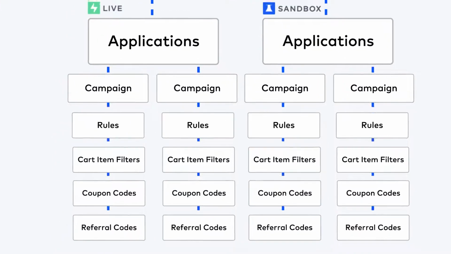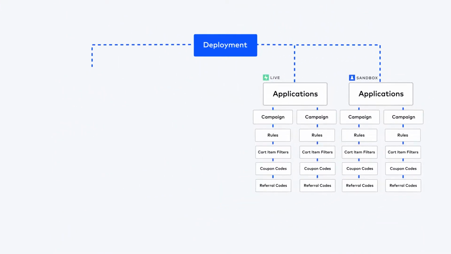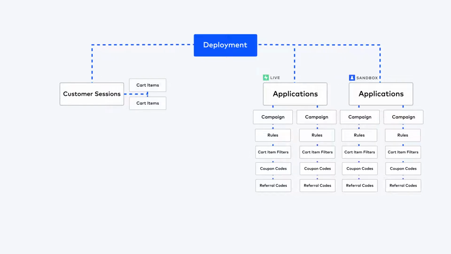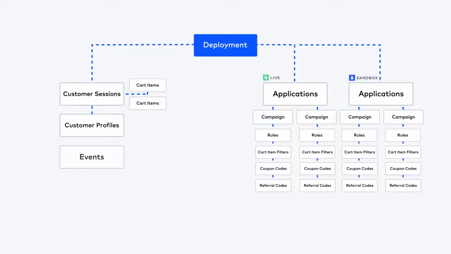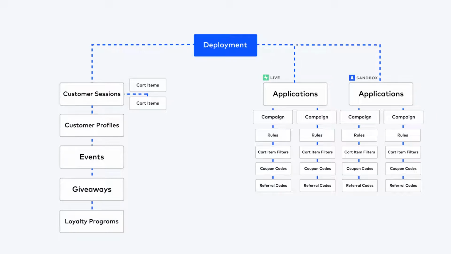The main channel to talk to Talon.One is a customer session, and when a customer interacts with your site, you'll typically send an open customer session request, and as the customer interacts, you'll continue to send these requests. When the customer is finally checking out, you'll send through a closed session. We also have customer profiles, which hold any data points about customers that are needed to run your promotions. And we also have additional options here that are events, giveaways, and loyalty programs, which you might utilize depending on your use case.